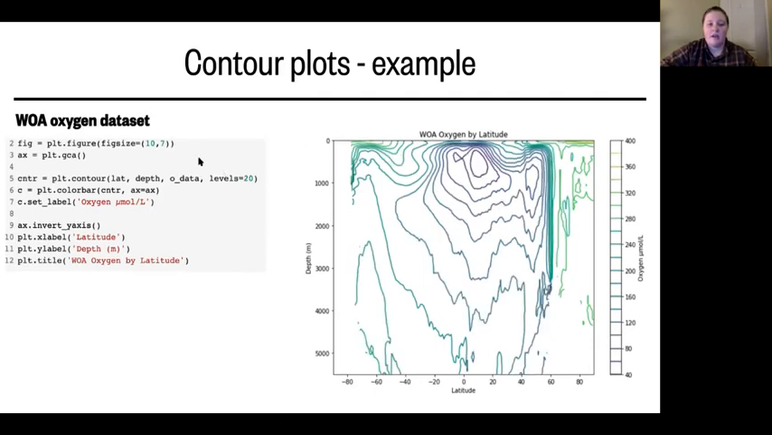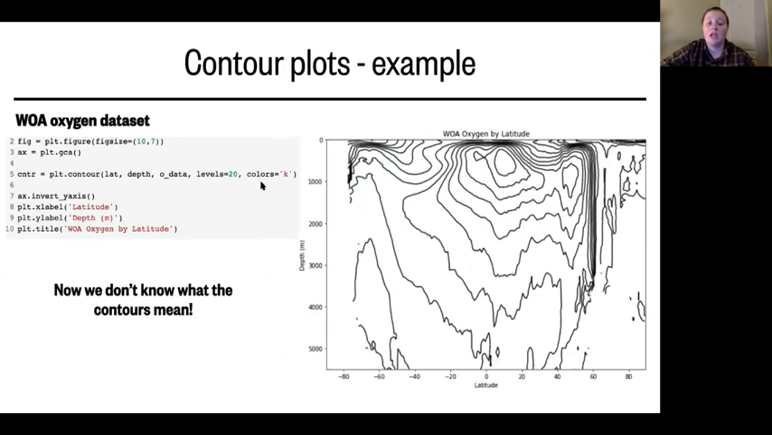Now if I add the argument of levels equals 20, you can see now I'm getting 20 lines plotted on this. So you can see there's a lot more lines than there were before. But it still has that same color, and it's not very much different other than just a few more lines.